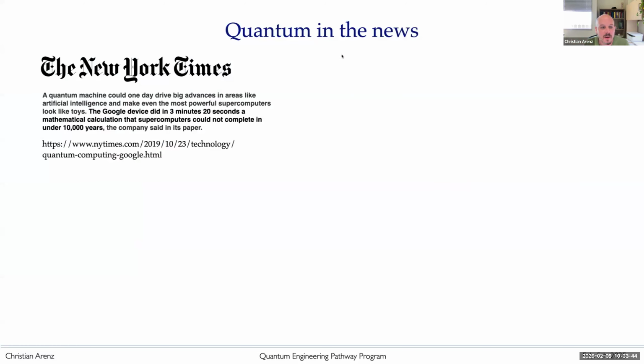So what I'm citing here is an article from the New York Times from 2019. And if you read this, it says basically a quantum machine could one day drive big advances in areas like artificial intelligence, what we heard already before, and make even the most powerful supercomputers look like toys. And let me highlight the next sentence. The Google device did in 3 minutes, 20 seconds, a mathematical calculation that supercomputers could not complete in under 10,000 years. That was in 2019.